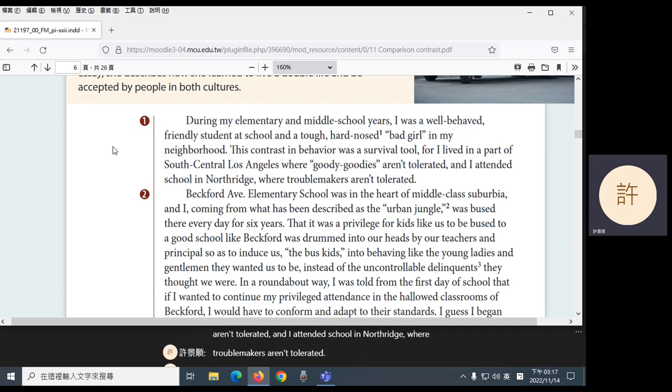So this sentence explains why there was this difference. And it is because the two places have directly opposite expectations of her. In her community, she is expected to be one way. But at school, she is expected to be the exact opposite way. So she had to learn to present as two different people.